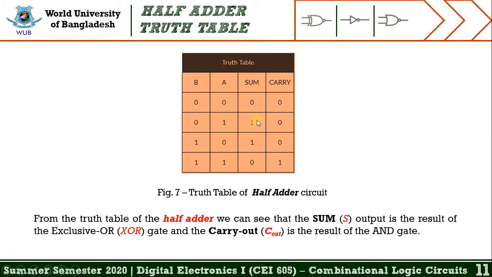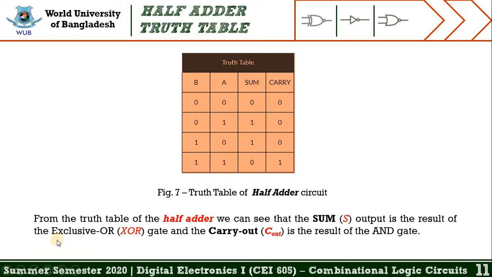In the sum column, we get the value 1 when one of the inputs is 0 and another one is 1. In that case only we get 1 in the sum section. And vice versa, when one of the inputs is 1 and another one is 0, in that case also we get 1. In the rest of the cases we get 0. In the carry section we get 1 in only one condition, when both the inputs are 1, in that case we get carry 1.